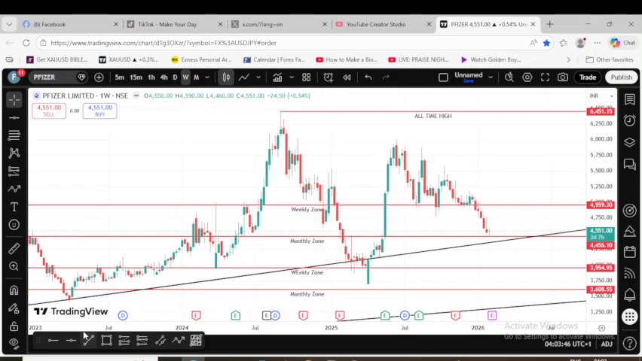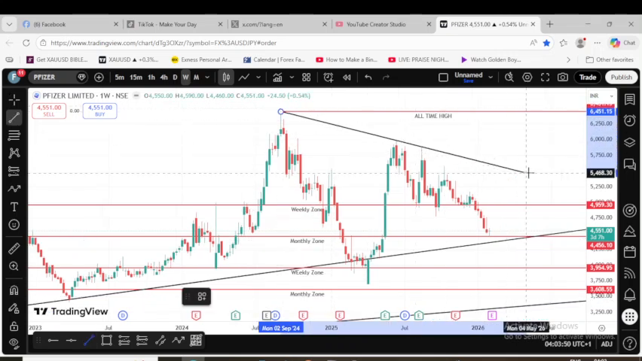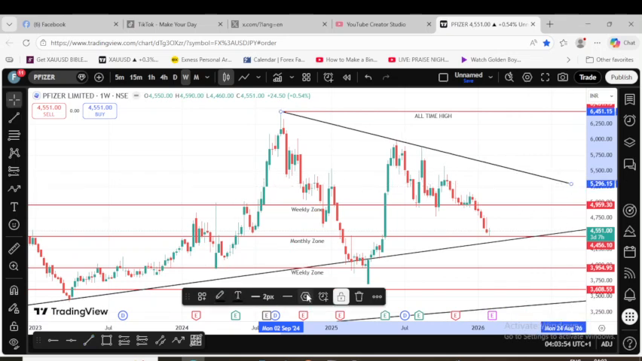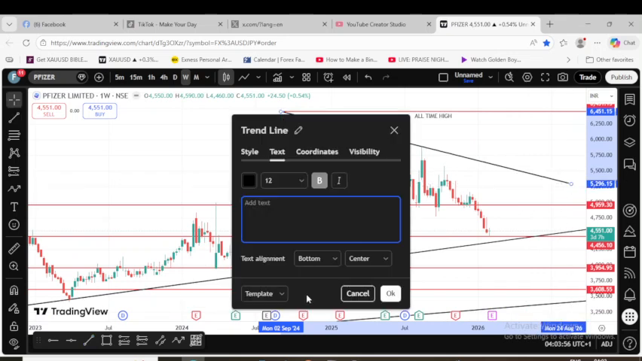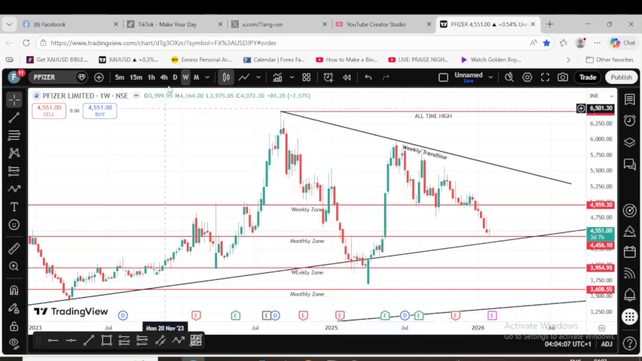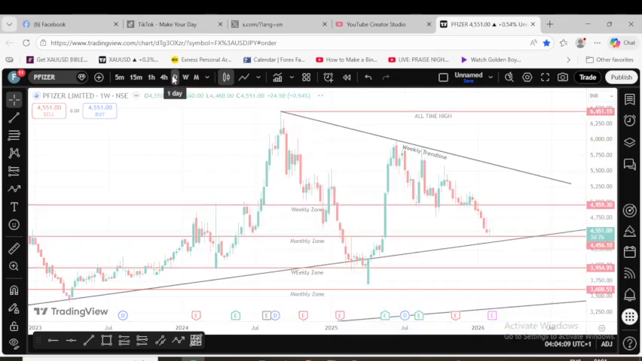Next, this is the 1 week time frame. We can draw a bearish trend line like this. So this would be our weekly trend line. This is our weekly trend line. And now we go down to the daily time frame.